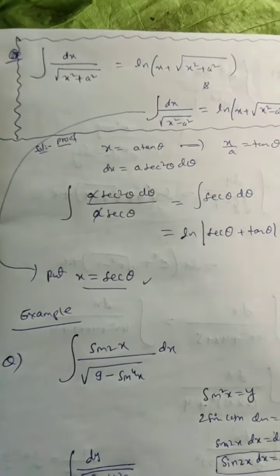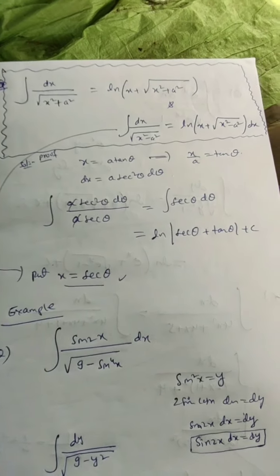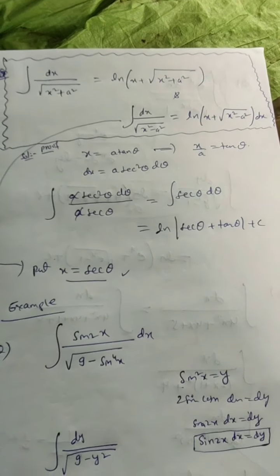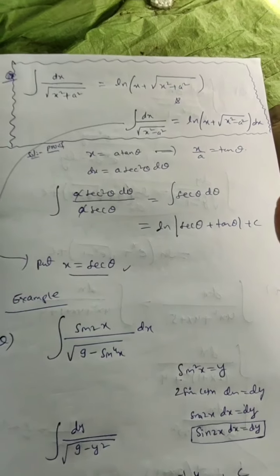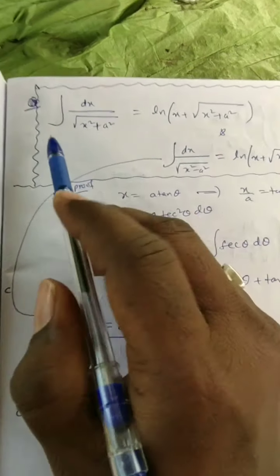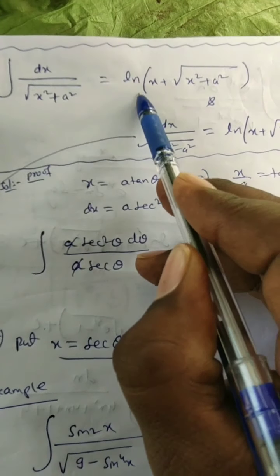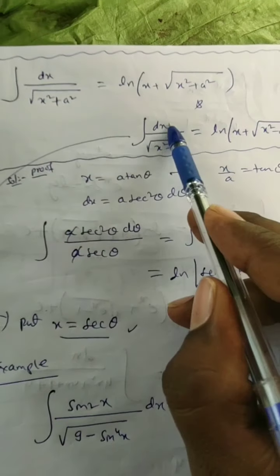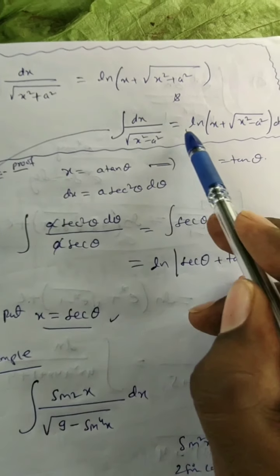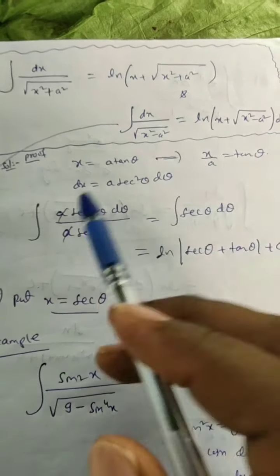And how did you get this formula? I'll give a hint on how to solve this. Basically nobody will ask you how the formula is derived, but you should know, so I'll give some steps on how to solve it. Integration of dx upon under root of x square plus a square is ln of x plus under root of x square plus a square. Integration of dx upon under root of x square minus a square is ln mod x plus under root of x square minus a square.